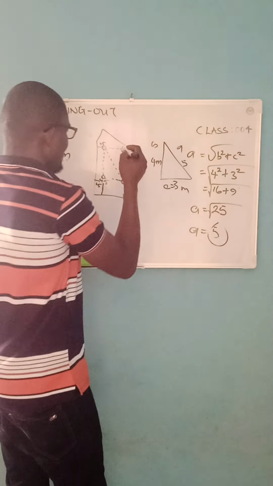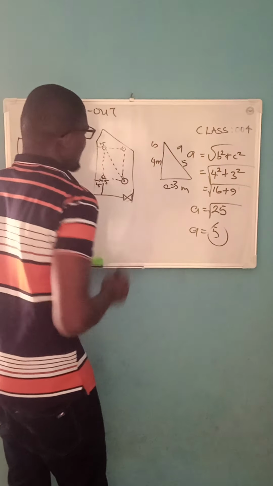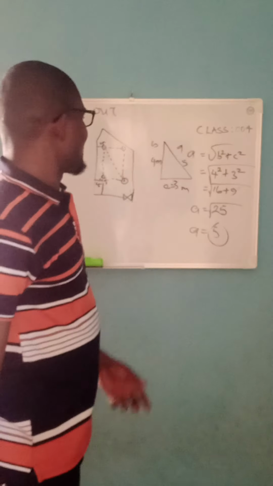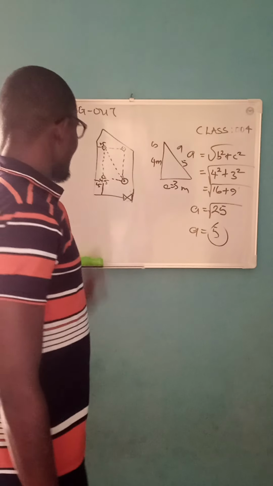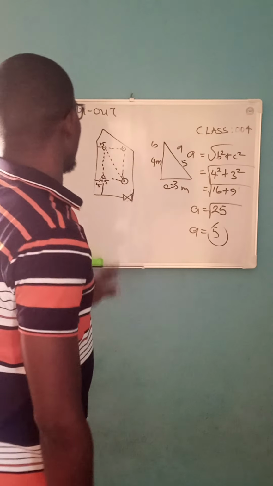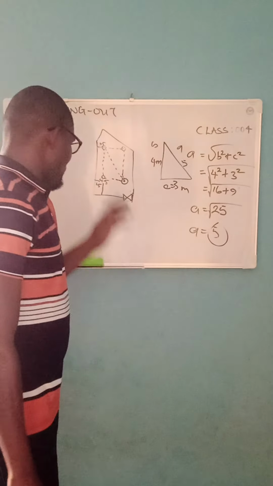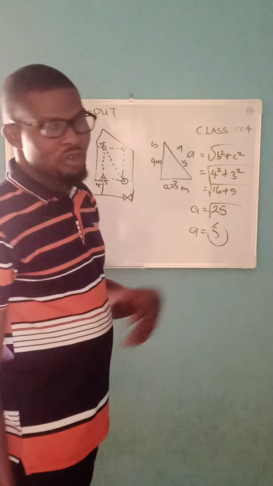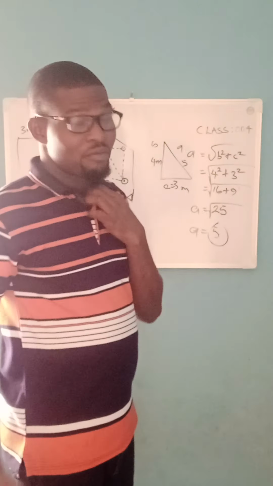Then join your rope. Put the square to all the edges. You see that it's perfect. As long as you did your calculations very well and you were accurate, if you put the square in all of them, they will be square. So this is the simplest way you can set out your building like that.